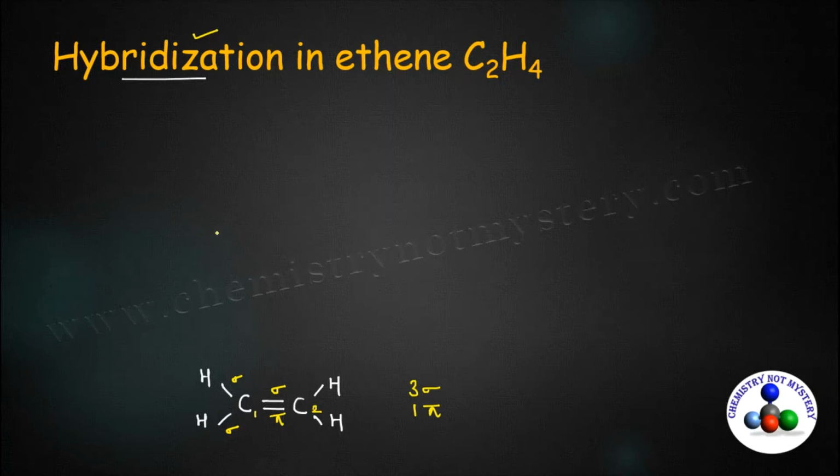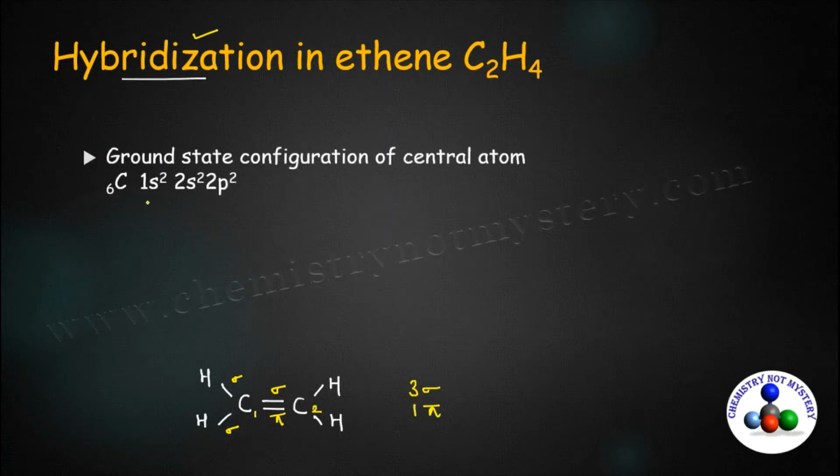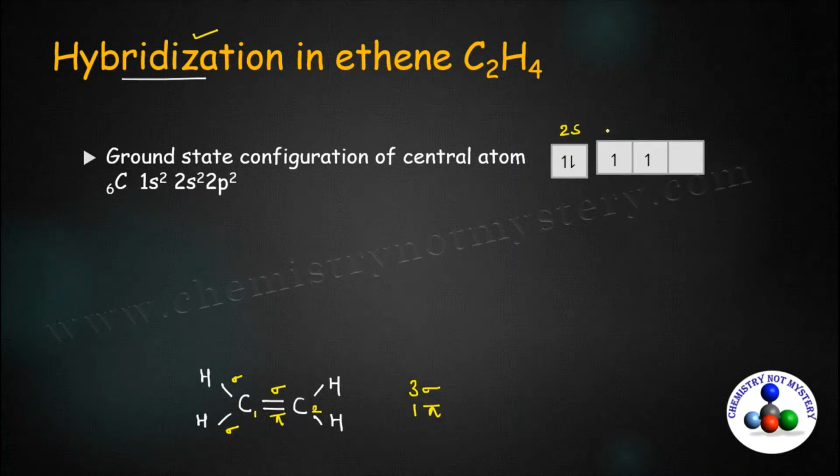So first of all, write the ground state configuration for carbon. It will be 1s2, 2s2, 2p2. When you fill electrons, you will get 2 electrons in 2s and 2 electrons in 2p. And here you can see there are 2 half-filled atomic orbitals. But we need to form 4 bonds. For the formation of 4 bonds, we will require 4 half-filled atomic orbitals.